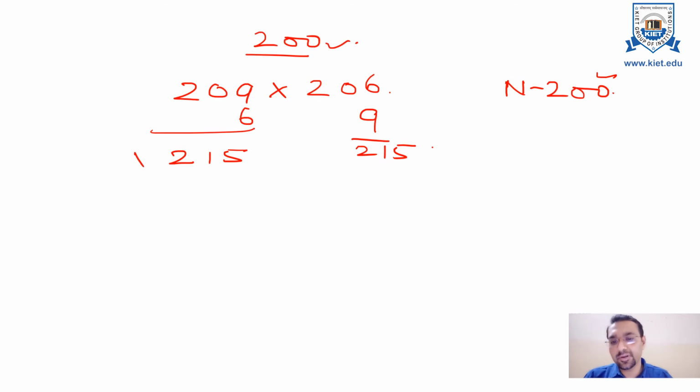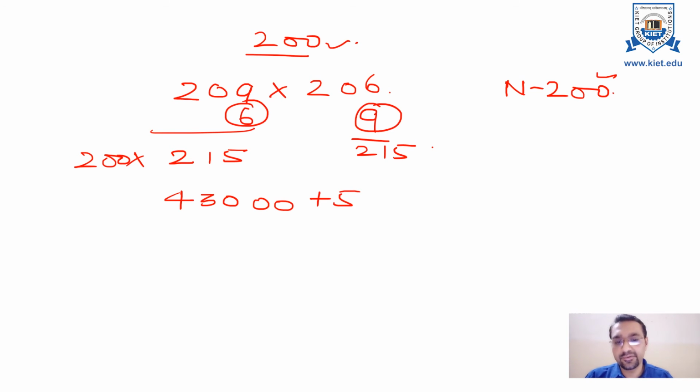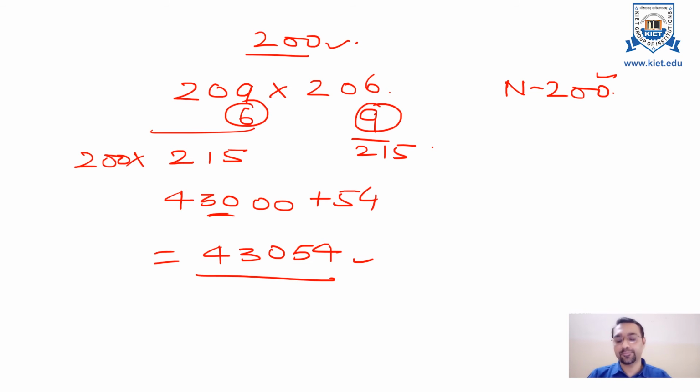Now multiply this number by 200, so you will get 43000. Now take the product of these two numbers. 9 times 6 is 54, add 54 on this number. So you will get 43054. Okay, so this will be your answer.